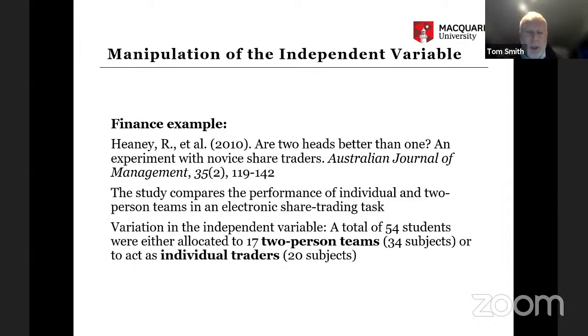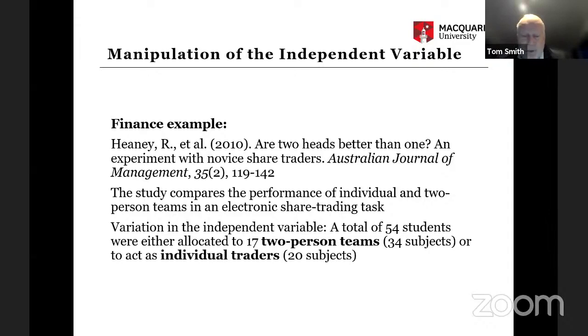So an example, a paper by colleagues of mine, Heaney et al., looked at whether two heads are better than one. They got novice, beginning share traders, and they looked at teams of two people trading, or one person trading. So they had 54 students. 34 of them they put in a two-person team, so they had 17 two-person teams, and that's 34 people, 17 times 2. And they also had individual traders. So that was 54 students in total.